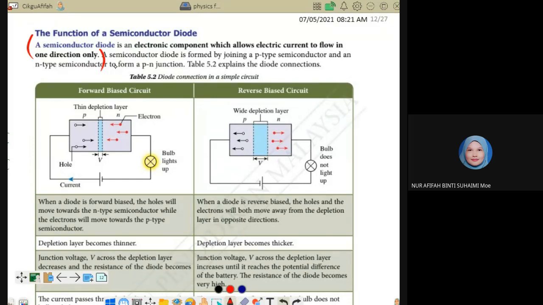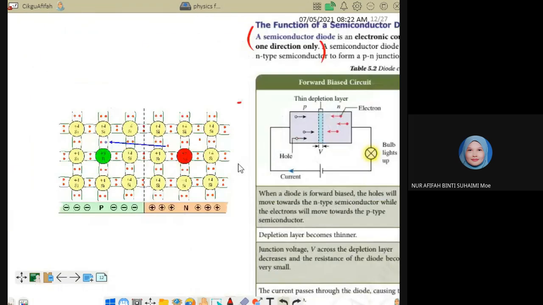So this diode is formed by combining a p-type semiconductor and an n-type semiconductor to form a p-n junction. The basic material of the diode is the semiconductor silicon. We make a diode from silicon. So let's look at its formation here first.